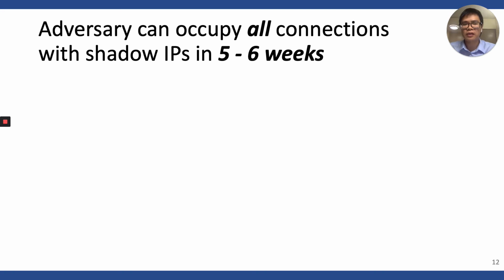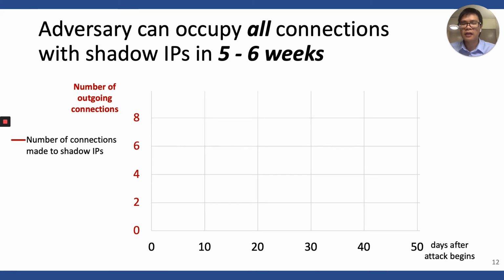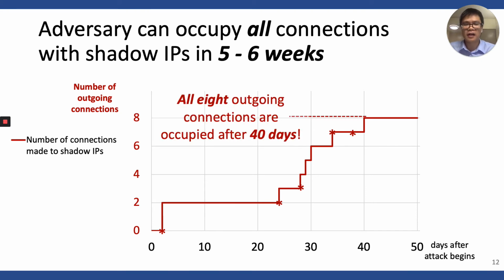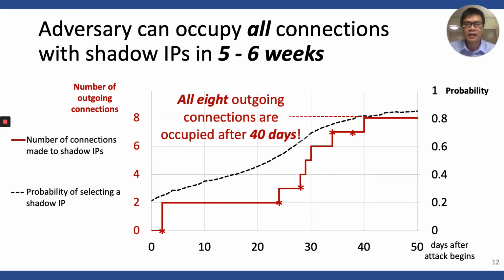As a result, we find that the adversary can occupy all 8 outgoing connections of the victim with the shadow IPs in 5 to 6 cycles. Here is one example. The solid red line here shows the number of outgoing connections that have been made to the shadow IPs. And as we can see from this plot, all 8 outgoing connections of the victim are occupied after 40 days. This is easily understandable when we see the increasing probability of a shadow IP being selected from the tables, shown in the dashed line.